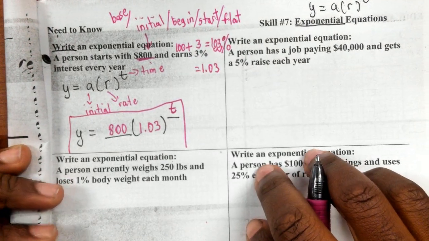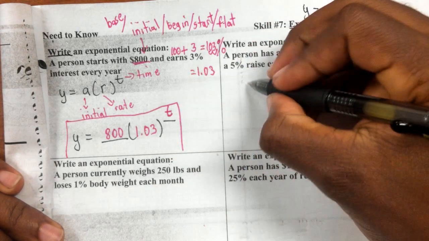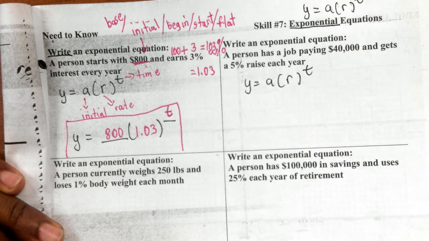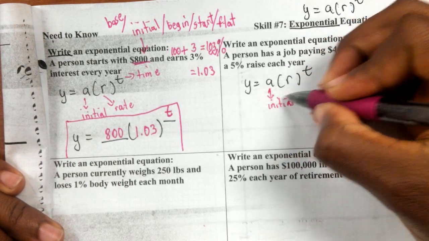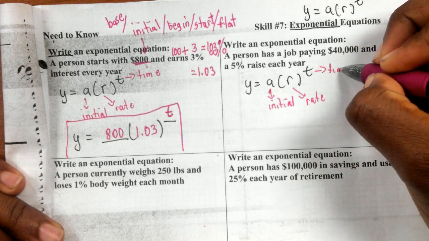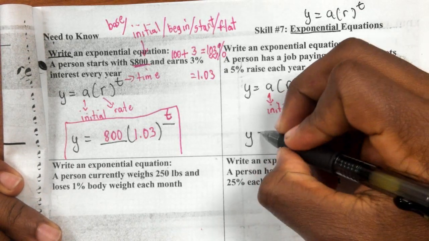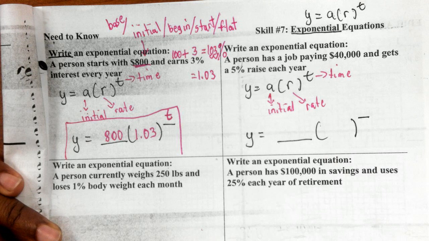So again, all I'm doing is just writing the equation. I'm not solving it, okay? So again, guys, we're using that same y equals a r to the t, okay, where we know a is the initial, r is the rate, and t is the time, okay? So when I'm representing this, guys, I'm going to write y equals some initial value, some rate over some period of time. So what do you think represents your initial?